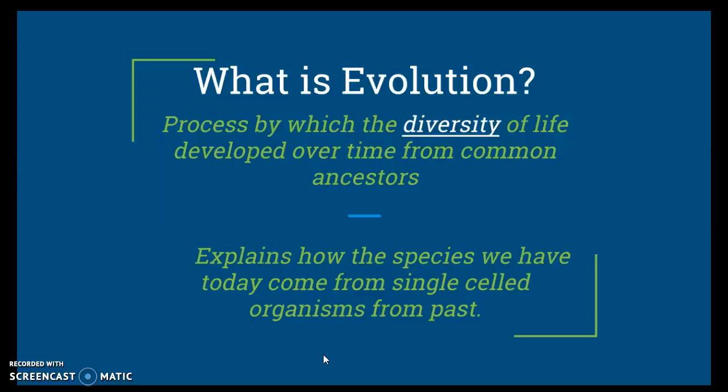We are just beginning to explore what evolution is, and we talked about all these different species about 2 weeks ago, and this diversity of life that we have on our planet. Diversity comes from this process of evolution. It's this changing over time from common ancestors. And this really seeks to explain how the species we have today come from single-celled organisms in the past.